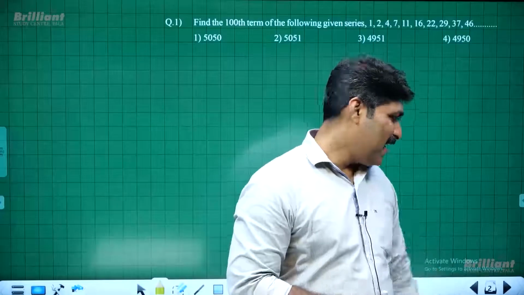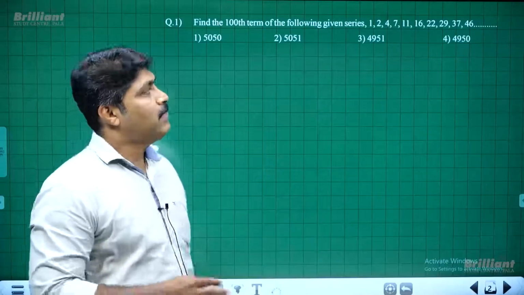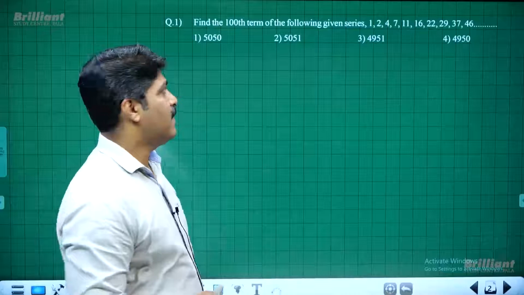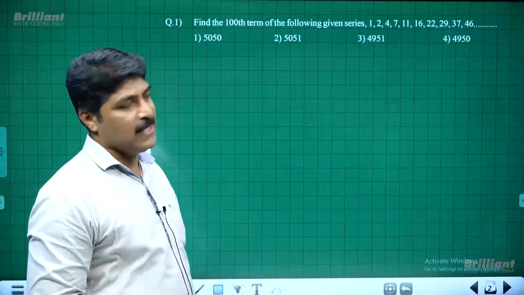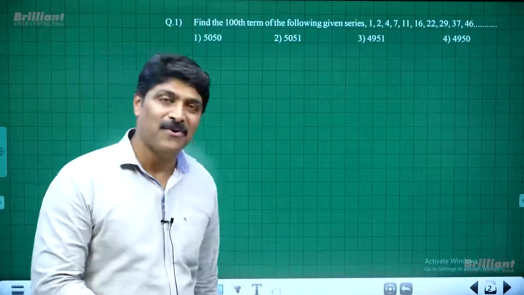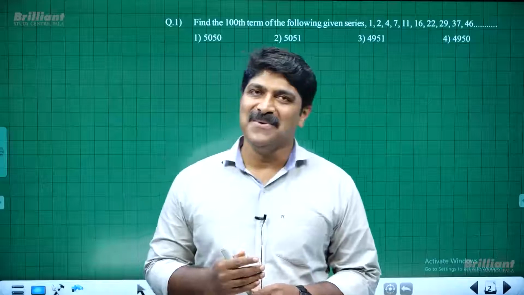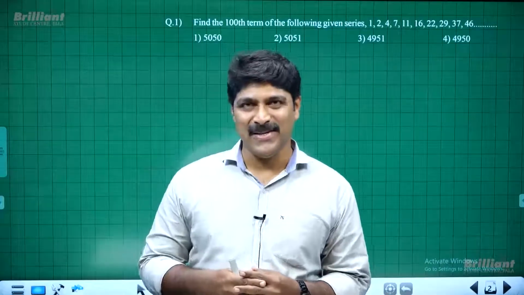Here we can consider our first question. It's a question from the area of sequences or series. Find the 100th term of the following given series: 1, 2, 4, 7, and so on. First of all, you have to understand the actual logical pattern behind this series question.